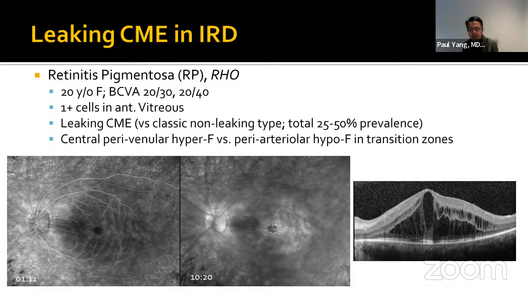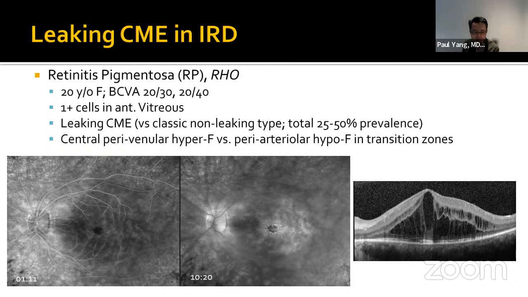What's interesting is if you look at the visual acuity here, it is decreased, but it's not that bad. It's 20/30, 20/40. Compared to if this was uveitic macular edema, the visual acuity might be worse than that. So there is something different about the macular edema in retinitis pigmentosa. We're not quite sure if this is truly inflammatory or just the sequelae of retinal degeneration.